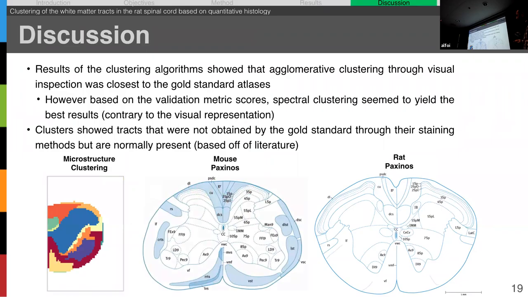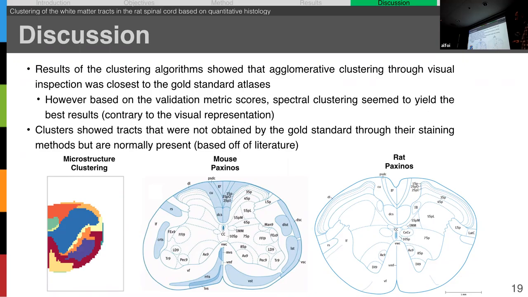And we also see that, like I mentioned, the Paxinos rat atlas isn't complete. And so what we do see is that we are getting a lot of clustering results in the anterior portion where we should be seeing more tracts, whereas the Paxinos rat atlas doesn't show them. So this could also be a good sign showing that we're actually getting tracts that should be there, which I think is promising for our results for the most part.